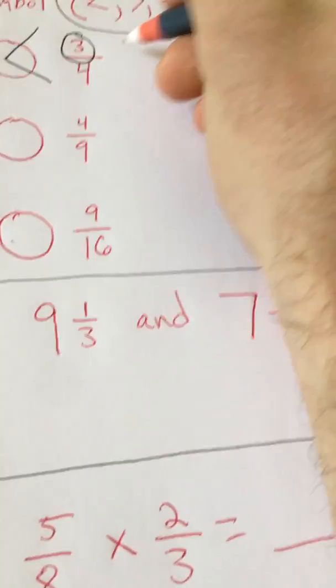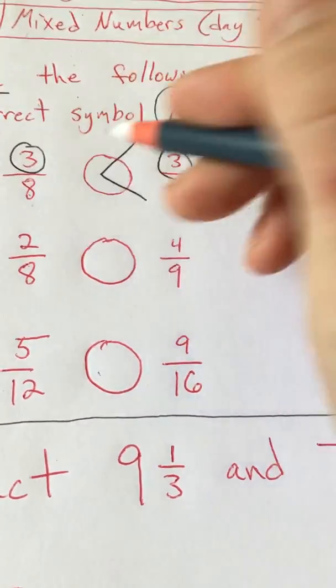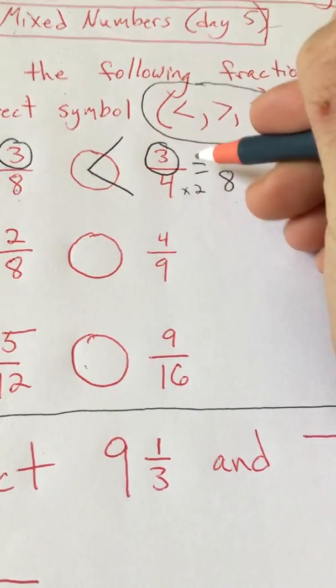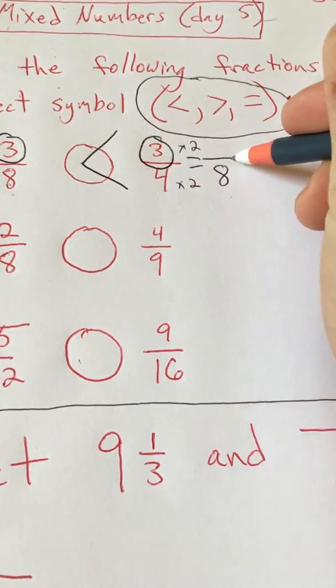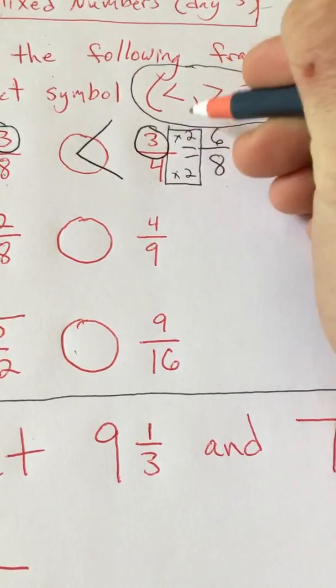We could have turned this into 1/8 like we've been doing. Turn the denominators into the same number, so we can turn this one into 8. 4 times 2 is 8, so 3 times 2 is 6/8. And all we did was multiply 3/4 times 2/2, which equals 1.